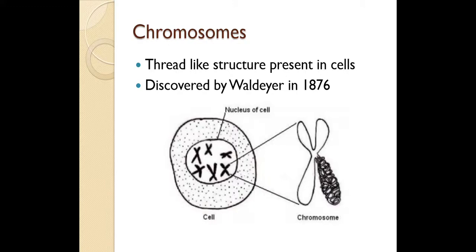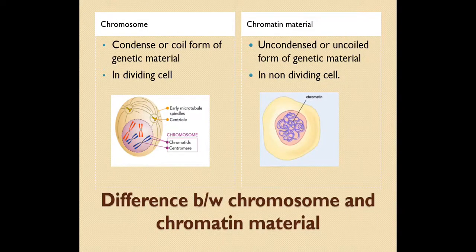Coming toward the word chromosome. If we look at the word chromosome, it is actually a combination of two words. The first one, chromo, means color, and the word soma means body. So chromosomes are basically colored bodies. They were discovered by Waldeyer in 1876, and Waldeyer called them chromosomes because they get dyed easily. They get colored easily. And they are thread-like structures which are present in the nucleus of the cell, or we can simply say the cell, because we know that in a prokaryotic cell there is no nucleus.